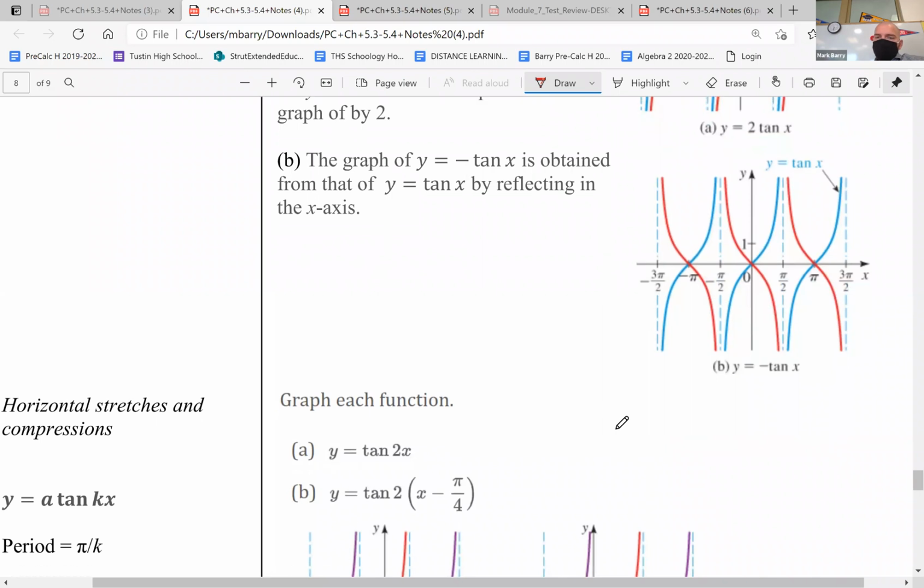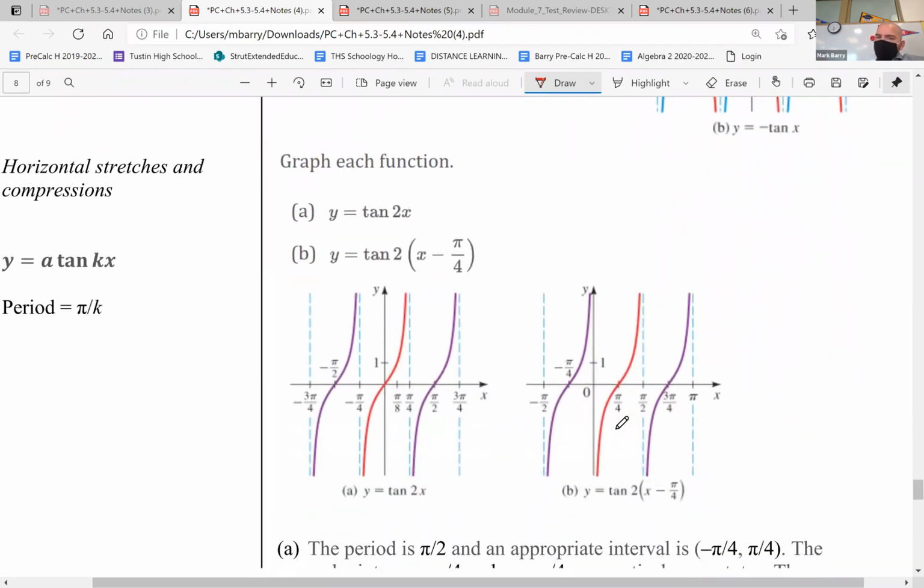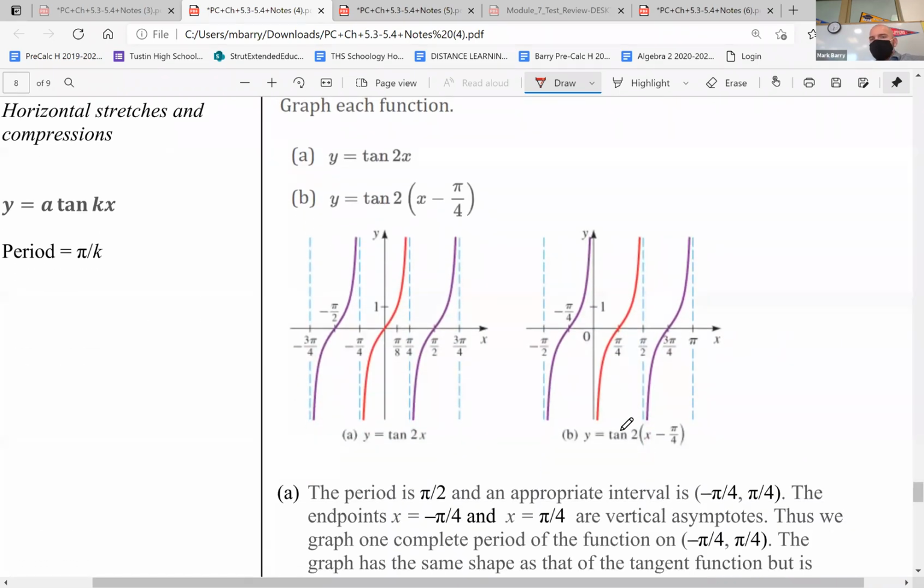Okay, so then we can change the period as well. So you can see for this one, because we have a k value of 2 now, the period would be pi over 2. And this one actually as well. Remember on tan graphs, the period's pi over k, as opposed to sine and cosine, where the period is 2 pi over k.